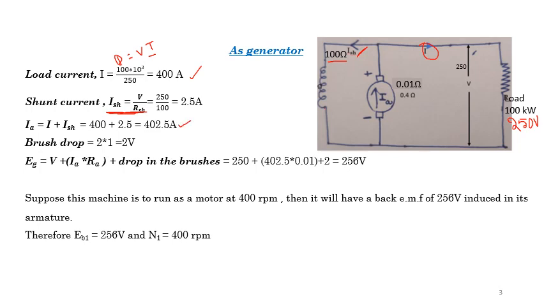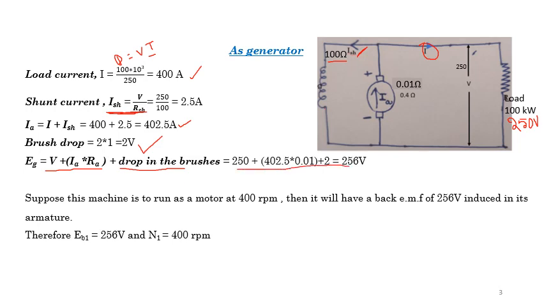Next, in the question they had given you the brush drop. Contact drop per brush was given. We have to calculate the total brush drop, which will be 2 into 1, which is equal to 2 volts. Next, let us calculate the generated voltage. Generated voltage Eg is equal to V plus Ia Ra plus drop in the brush. Whenever they give you the contact drop in the brush in your question, please consider this, otherwise you can directly neglect it. So considering this brush drop and also V plus Ia Ra, substitute it and you will get the generated voltage.